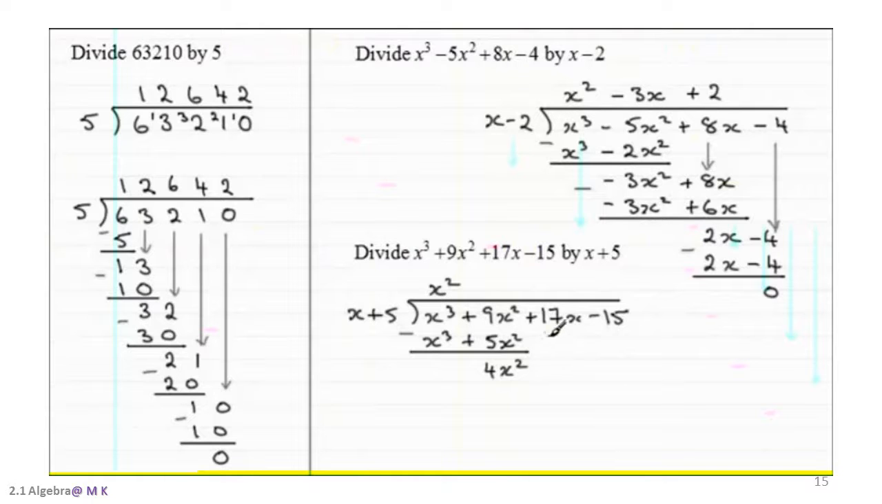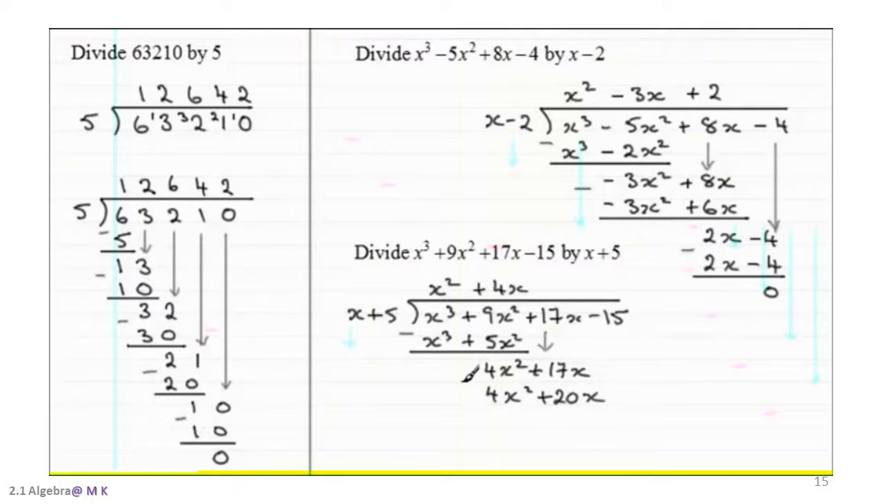We now bring down the next term, which in this case is plus 17x. So you've got plus 17x there. What do we multiply x by now to give us 4x squared? Well, it's plus 4x, so put that there. Now multiply 4x with x plus 5 and you get 4x squared plus 20x.